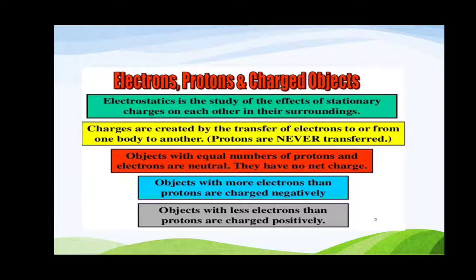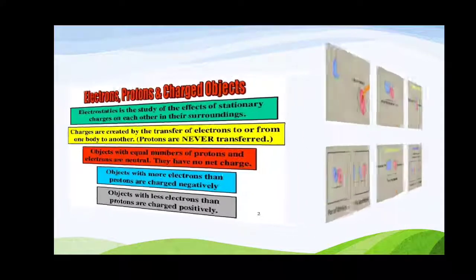Charges are created by the transfer of electrons. It is never the protons that are getting transferred. Objects with an equal number of protons and electrons are neutral. They have no net charge. Objects with more electrons than protons are charged negatively, and objects with fewer electrons than protons are charged positively.